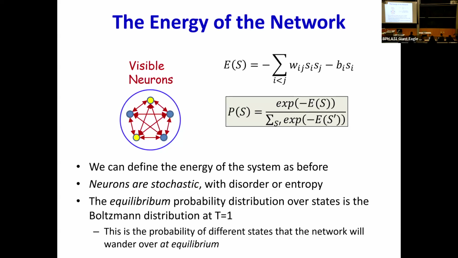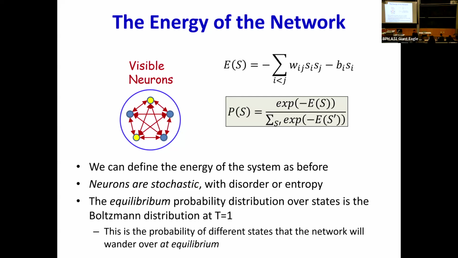And so I can define the energy of the network for any given pattern, exactly as I showed before. S here represents the bits. It's minus the summation over all pairs of bits of the weighted product of the bits plus the bias term. And the probability of any pattern is simply going to be e raised to the negative energy of that pattern, normalized. The denominator term is a normalization term, which makes sure that the probabilities of all the patterns sum to 1.